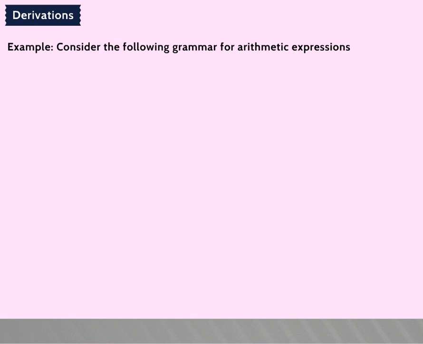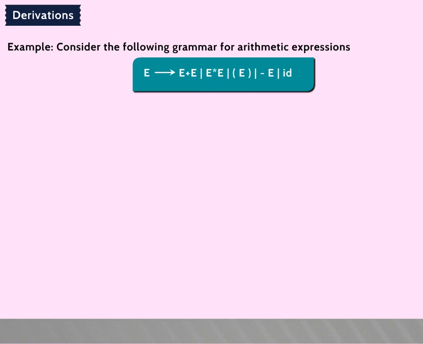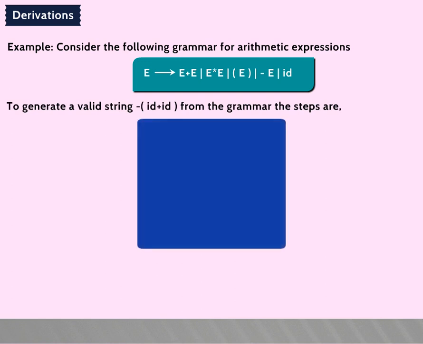Example: consider the following grammar for arithmetic expressions. E produces E plus E, E into E, E minus E, ID. To generate a valid string minus of ID plus ID from the grammar, the steps are: E produces minus E, E produces minus of E, E produces minus of E plus E, E produces minus of ID plus E, E produces minus of ID plus ID.